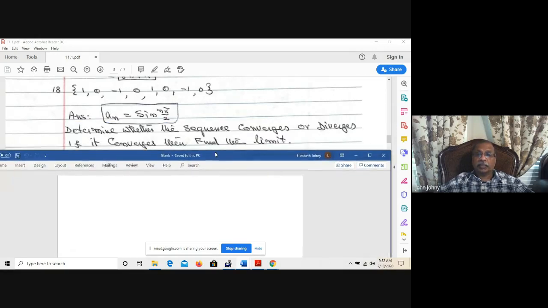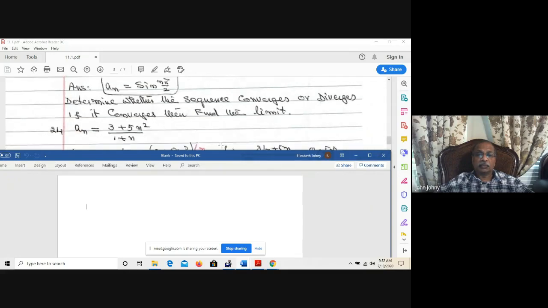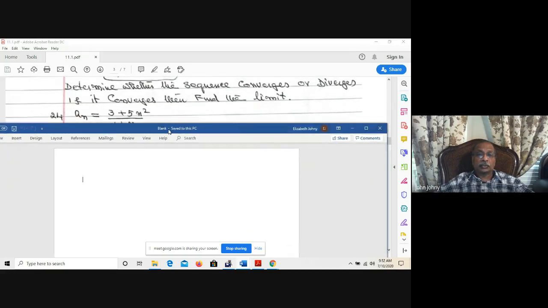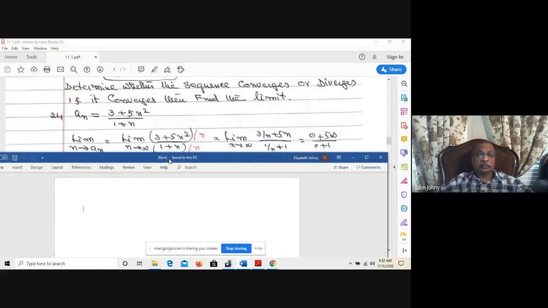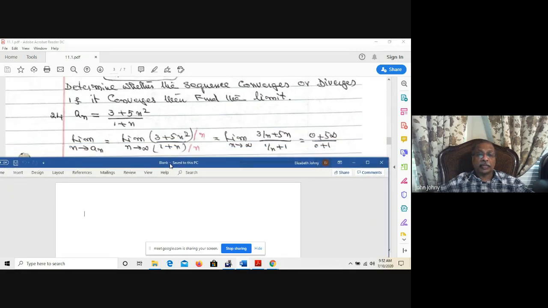Next, determine whether the sequence converges or diverges. If it converges, find the limit. We have worked out a similar question. So here, an is equal to (3 plus 5n squared) divided by (1 plus n). So the limit as n approaches infinity of an is equal to the limit as n approaches infinity of (3 plus 5n squared) divided by (1 plus n).